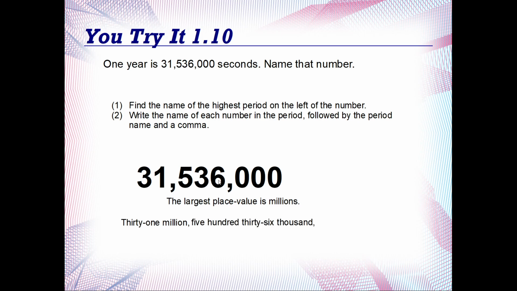So the biggest number here is 31,536,000. And that's it. And there shouldn't be a comma at the end of that. I apologize for that little error. We're not going to name the ones period. Well, there's nothing in the ones period. So we're just going to skip the ones period. And we do have a comma between both of the periods. So 1 year is 31,536,000 seconds.